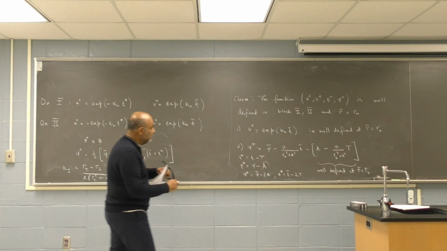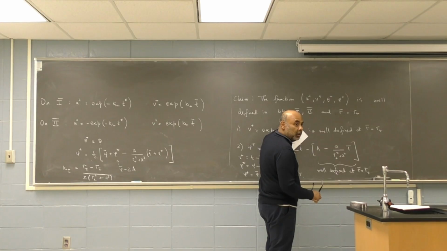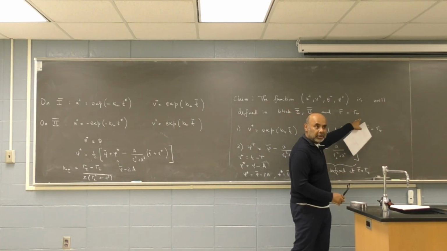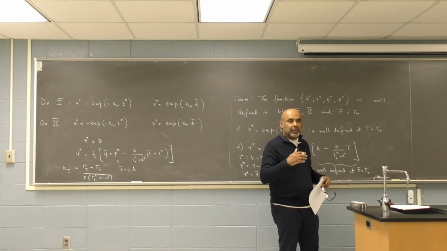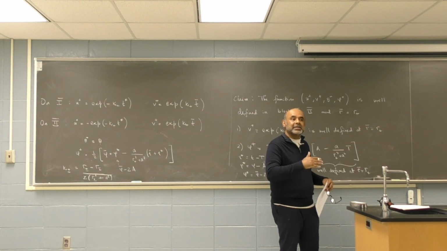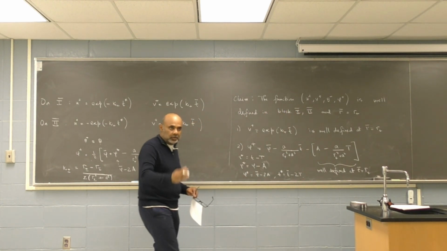So that is why I'm saying this function is well defined at the two open blocks and at R bar equals R plus. So that it'll be well defined in the Kerr bar coordinate system when R is greater than R minus, which includes R plus. Yes?